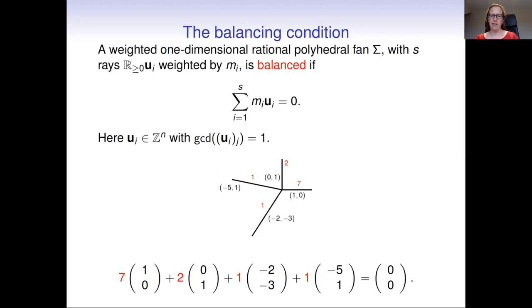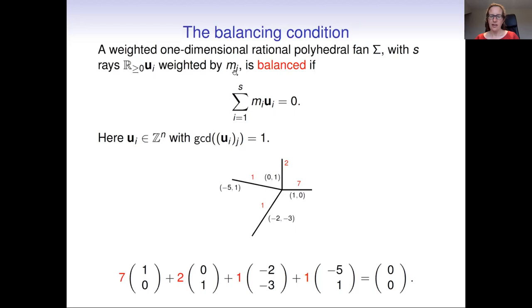And I'm going to choose u_i to be the first lattice point, first meaning counting from the origin. So the first point in Z^n. Okay, so I've drawn this picture, and I've labeled the first lattice points. This is the ray spanned by (1, 0), and you can check (1, 0) is the first lattice point there, the ray spanned by (0, 1), (-5, 1), and (-2, -3). And then the numbers in red are my multiplicities. These are these m_i, the weights I'm putting there.